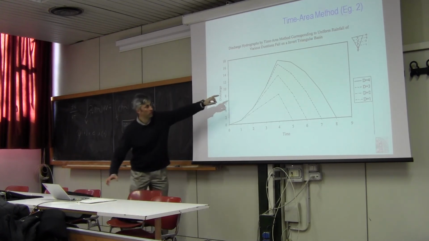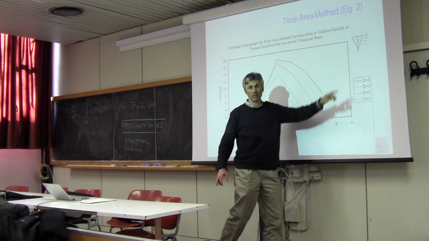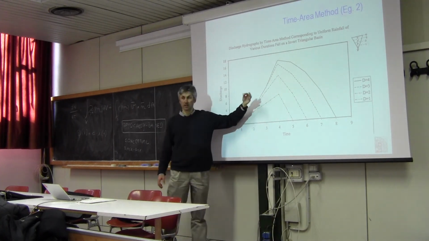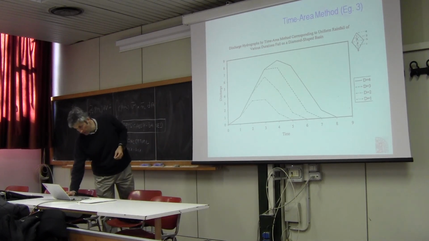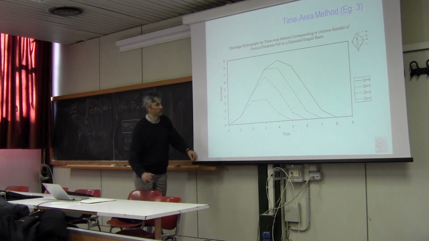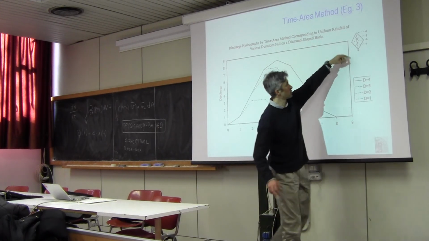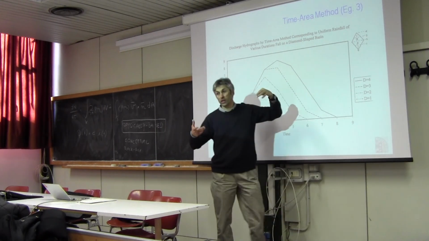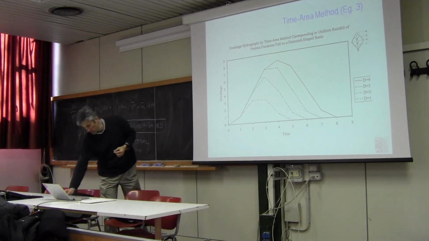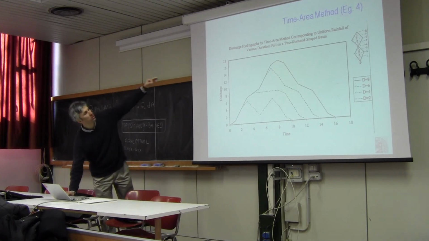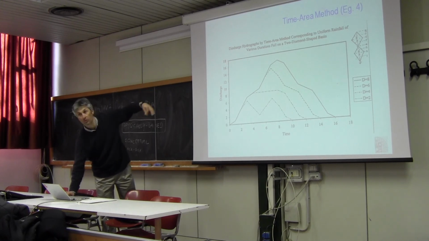You see a triangular watershed that gives in output of the time area method this kind of hydrograph shape. Again, this is for this shape of the watershed. I don't know how to say rhombus in English. You get this shape of the hydrograph. Again, these are details I'm not interested in. And you see more complicated shapes. You get, of course, more complicated hydrographs.